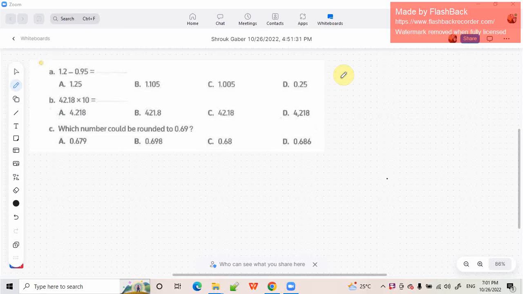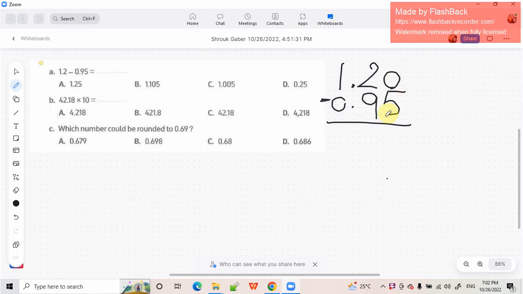Okay, number A, I have 1.2 minus 0.95. How can we find the difference between the two numbers? First step, we write two numbers above each other. I have 1.2 minus 0.95. Okay, to find the answer we must make balance in the decimal part, so I will put 0 up.